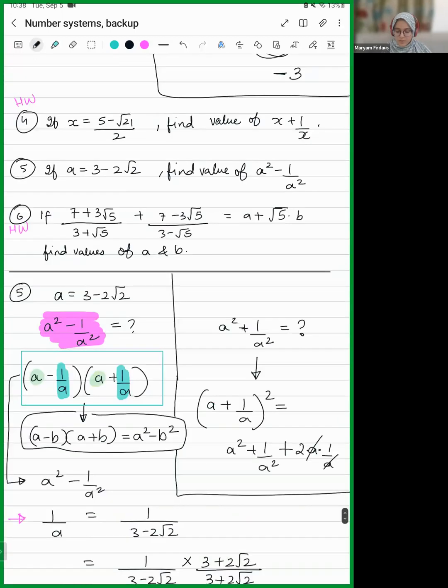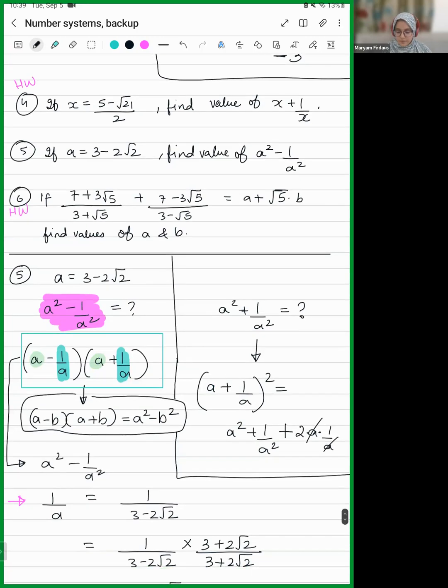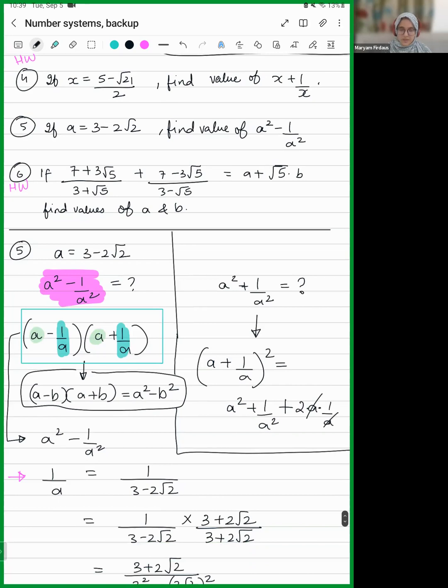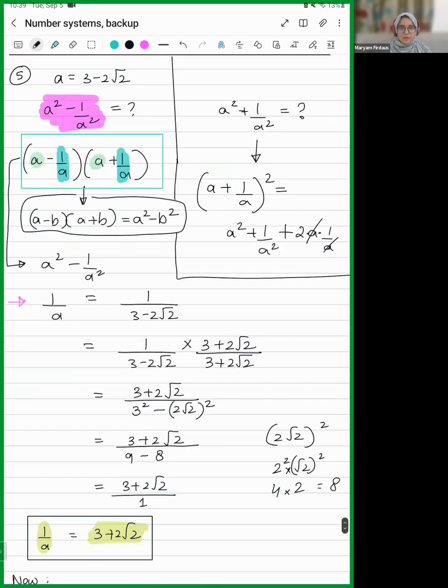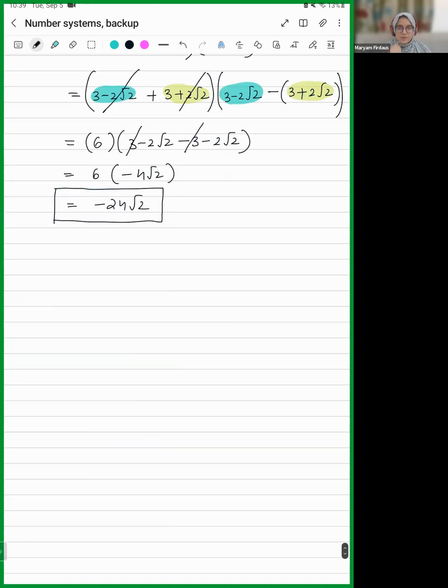Okay, let's do one more question. And these two, please note down your homework questions, okay? After that, we'll do one more question. If anyone wants me to go back to the previous question, please type it in the chat box. Let's do one more question.